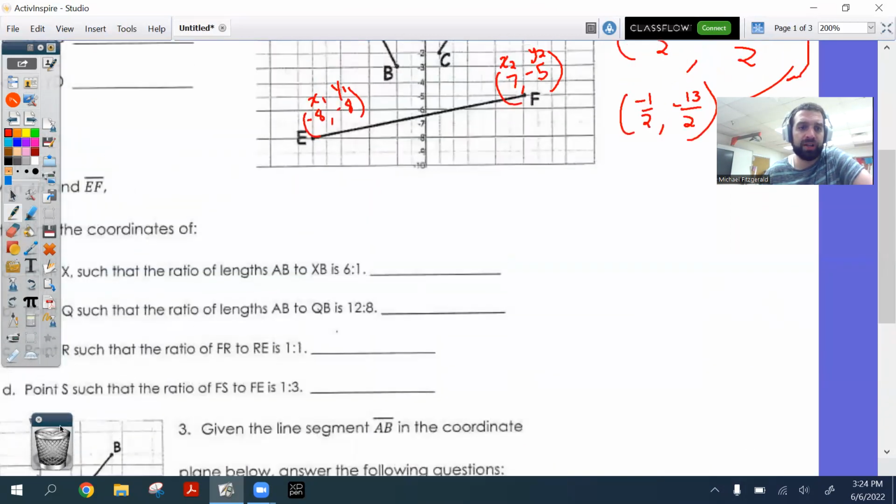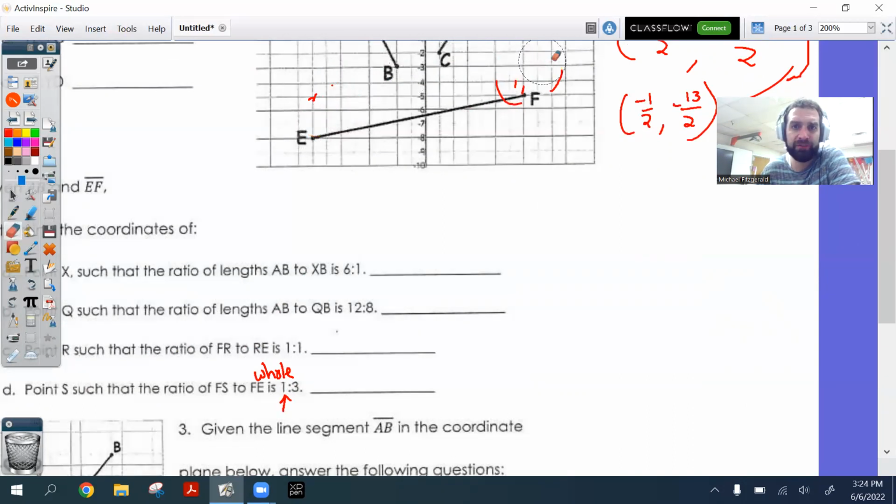Now we're asked about point S, such that the ratio of FS to FE is 1 to 3. FE is this entire line, right? So the ratio from this portion to the entire thing is 1/3. That means the length between F and some point S is going to be 1/3 of the entire length. The entire length is going to be 3 times the length of FS. And that's why I found plotting these points useful.